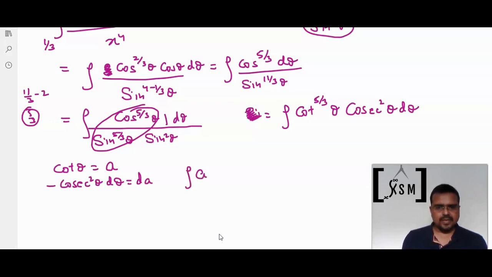Now here we will understand about limits, guys, please understand. My limit for x was 1 over 3. So when x is 1 over 3, what will be my theta? My supposition value was sine theta equal to x, right? Inverse.